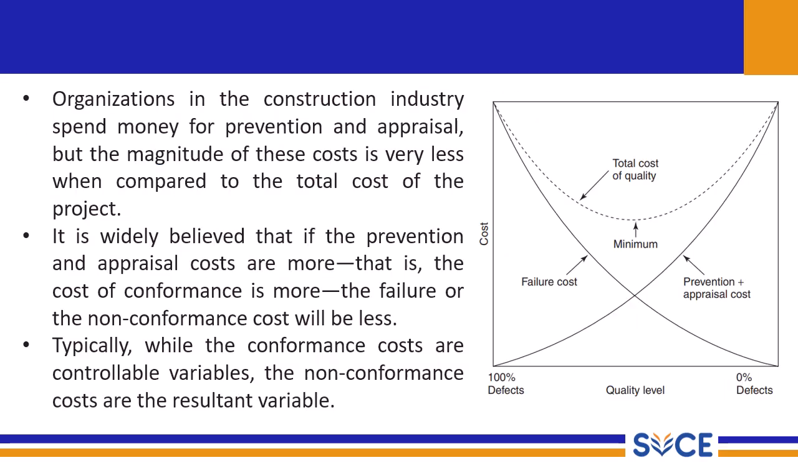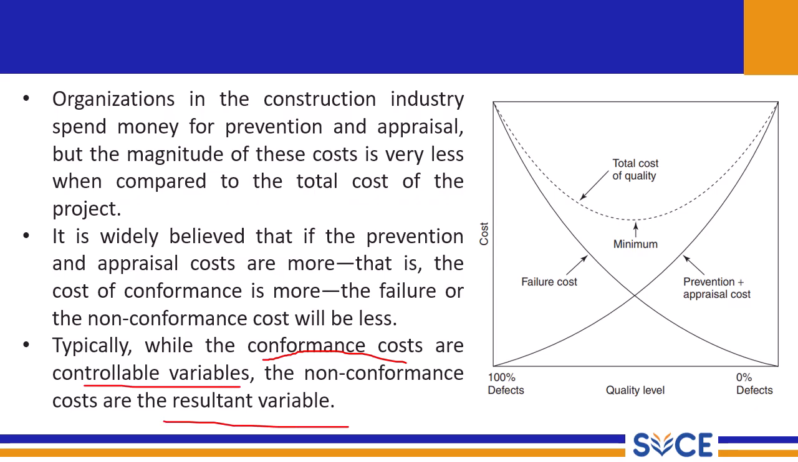Organizations in the construction industry spend money on prevention and appraisal, but the magnitude of these costs is very small when compared to the total cost of the project. It is widely believed that if the prevention and appraisal costs are more, that is, the cost of conformance is more, the failure and non-conformance cost will be very less. Typically, the conformance costs are controllable variables and non-conformance costs are resultant variables. Just make sure that you underline that conformances are controllable variables.